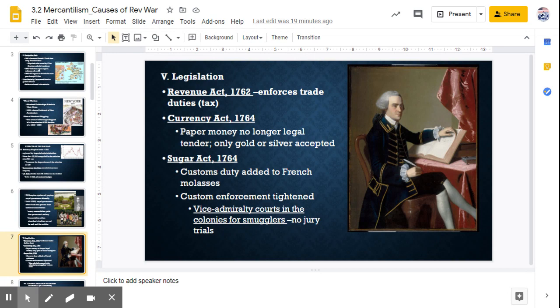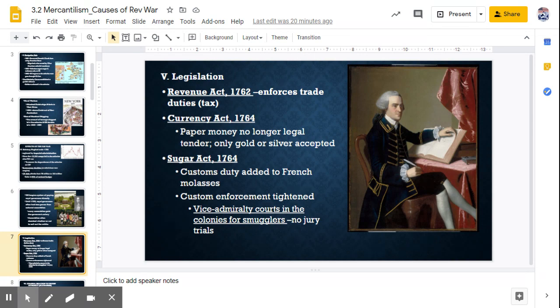So they will pass 3 laws before the famous Stamp Act that also were very important in attempting to get money out of the colonies and back into the hands of Parliament. The first one was called the Revenue Act. And the Revenue Act basically is a law saying that there will be customs agents and they are going to enforce taxes. So when a ship comes into a colonial port, all of the cargo is checked and a tax is paid to the customs officer before any of that cargo is released from the ship.